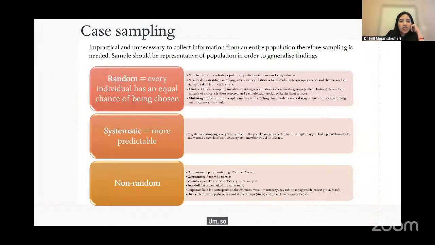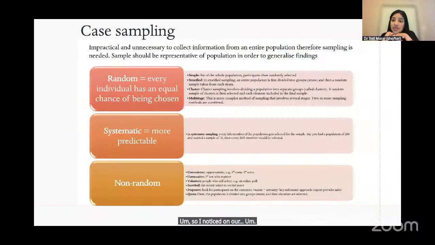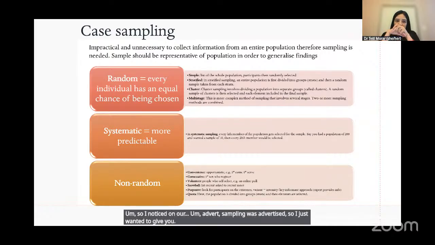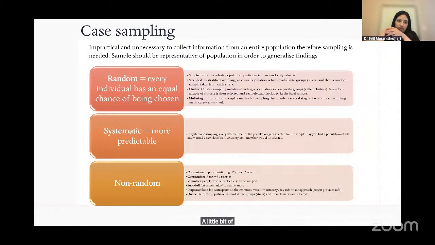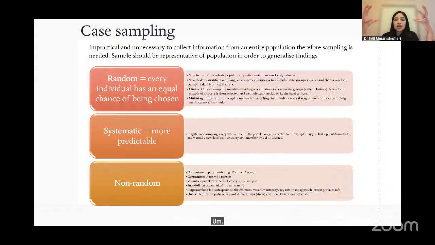So I noticed on our advert, sampling was advertised. So I just wanted to give you a little bit of an overview around case sampling. So basically, when you're doing research on an entire population, it's too resource draining to do research amongst the entire population.